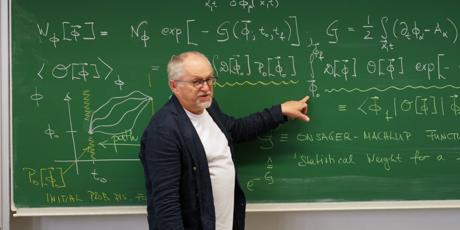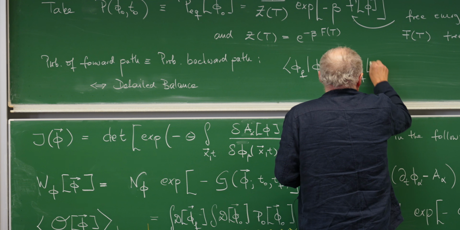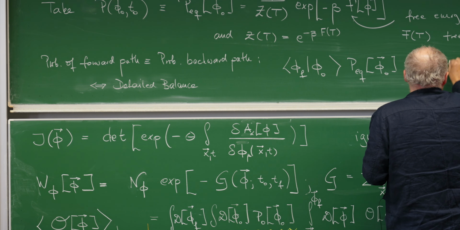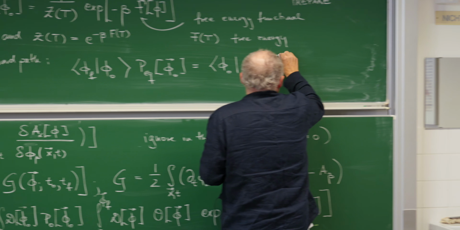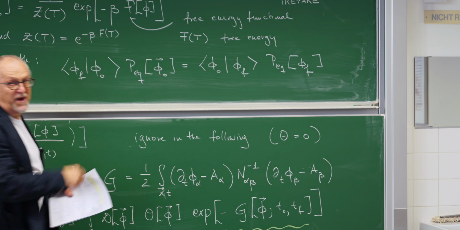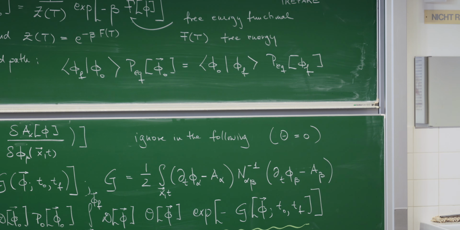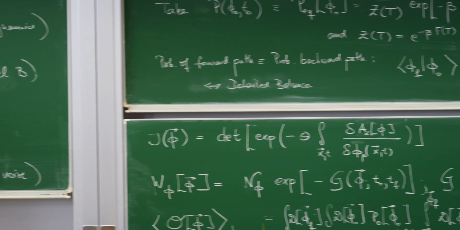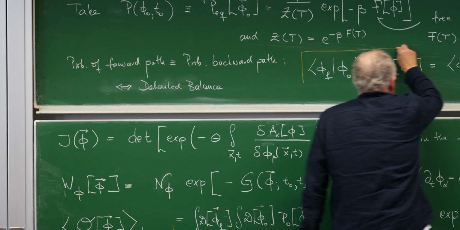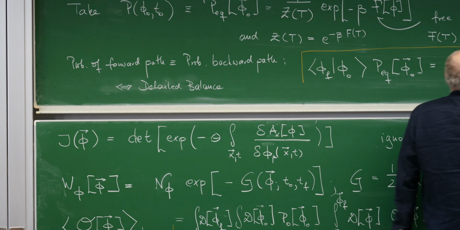So this here times p equilibrium of phi naught is the same as going the other way around. So starting at phi f at an equilibrium distribution for phi f and then going backwards to the state phi naught. Okay. Hope that's clear. So this is really the same thing. Time reversibility and detail balance are the same. So here, as we read it out, you start in equilibrium, you go to the final state. This is the same likelihood as going the other way around.